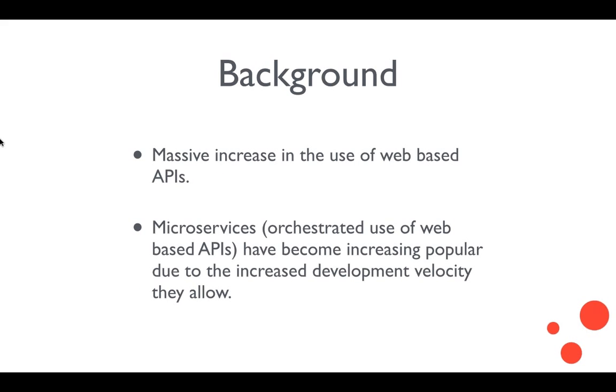Okay, so on towards today's topic. The reason why we're doing something with APIs is that there's been a massive increase of web-based APIs for the last 10 years. Mostly it's been mobile that has driven a lot of that adoption. But today we've also seen the whole Internet of Things coming up suddenly as a driver for APIs. It's also interesting to note the popularity of microservices. Orchestrated use of web-based APIs is becoming an increasingly popular way to develop distributed applications.